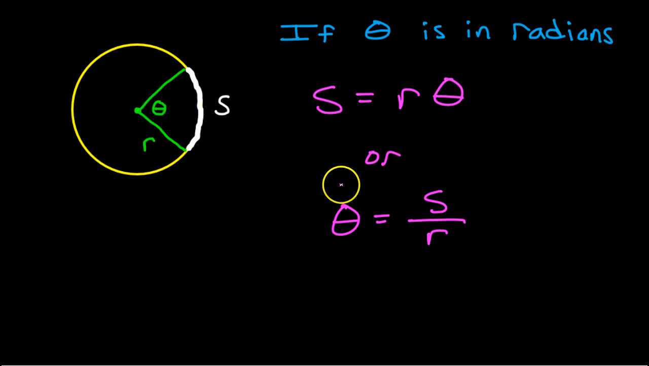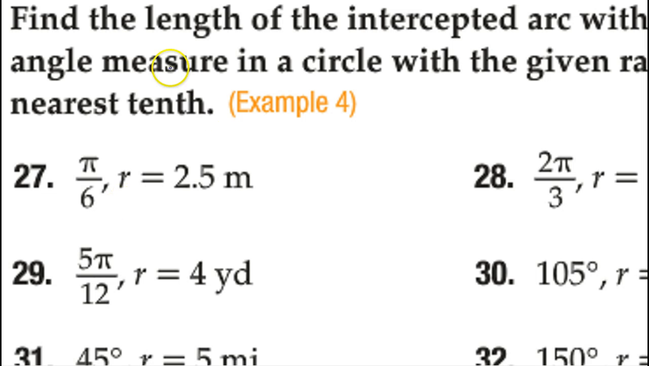Alright, these two equations are equivalent, and we'll use them interchangeably depending on if we're looking for the arc length or if we're looking for the angle. Now, for the first several problems, we're looking for the length of the intercepted arc. So we're going to wind up using this version of the formula, that the arc length is equal to the radius times the angle, as long as that angle is in radians. So this should be pretty straightforward.